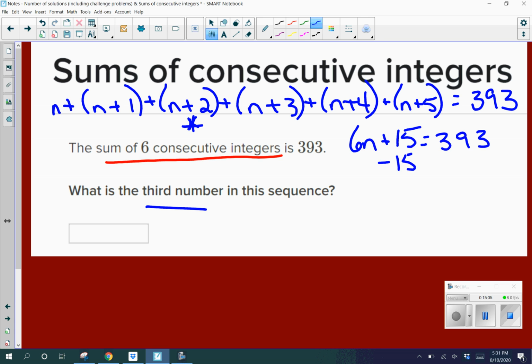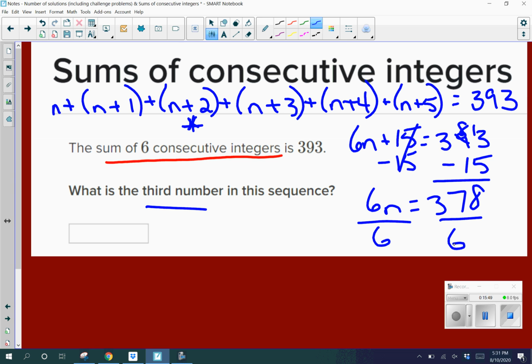I'm going to subtract 15 on both sides. That leaves me with 6n equals, I have to do a little borrowing here, 378. And then I'm going to divide through by 6. And that's going to leave me with n equals, 6 goes into 37 6 times, so n equals 63. Now remember, that's the first number in your sequence, which means that if this is 63, this would be 64, and the number we're looking for would be 65.